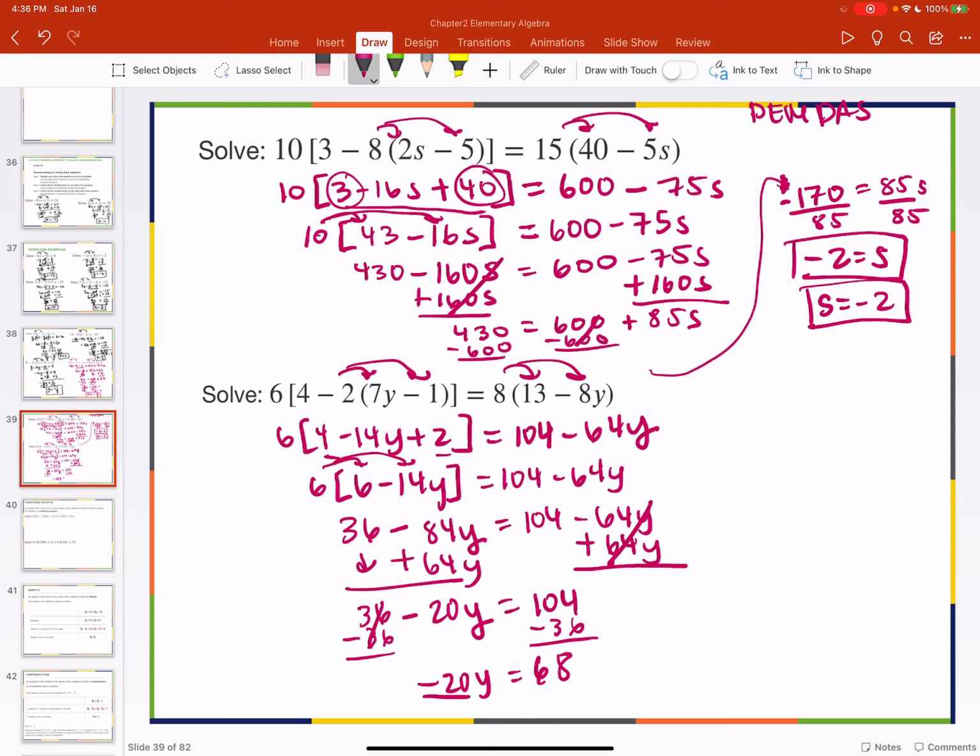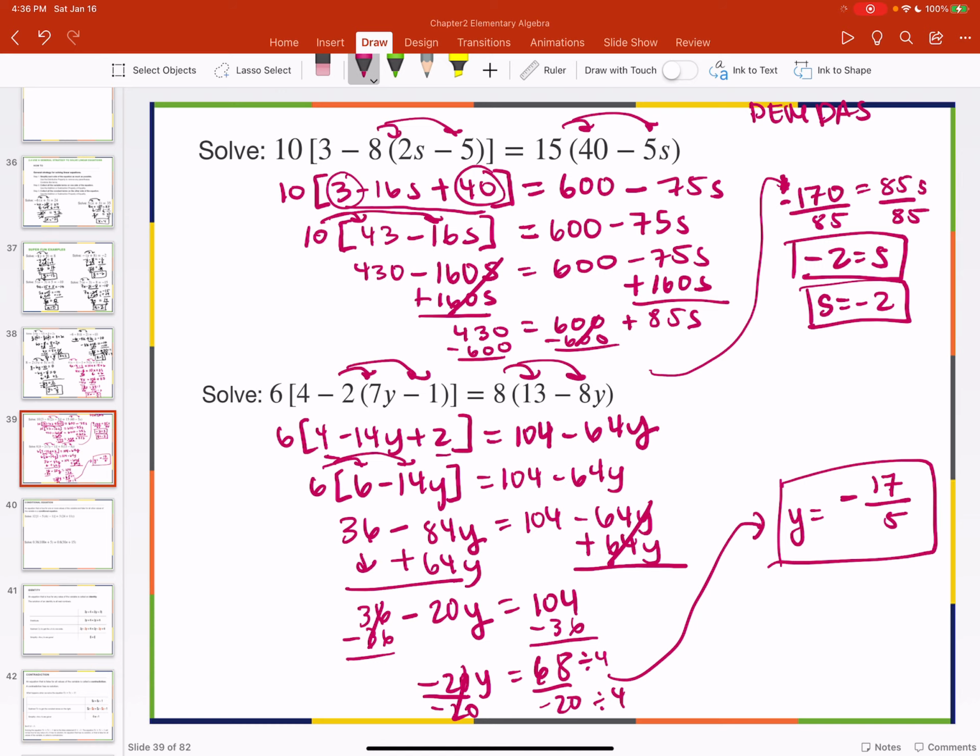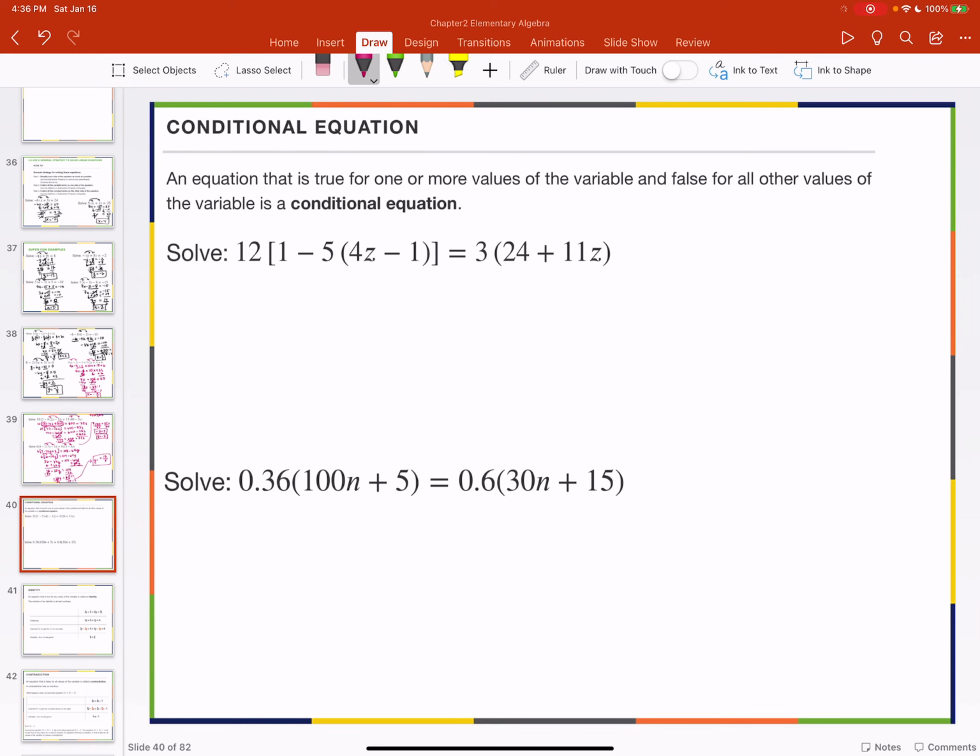And we're going to divide both sides by negative 20. Okay, and finally our answer, this top and bottom divides, at least it divides by 2, but could we divide it further? Yeah, we could divide top and bottom by 4. Okay, so this is going to be y equal to negative 17 over 5.